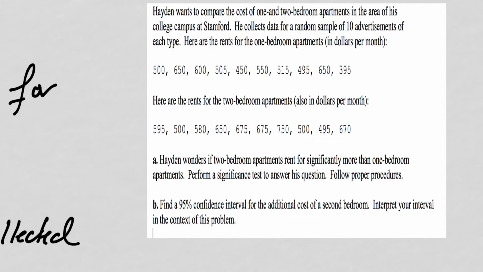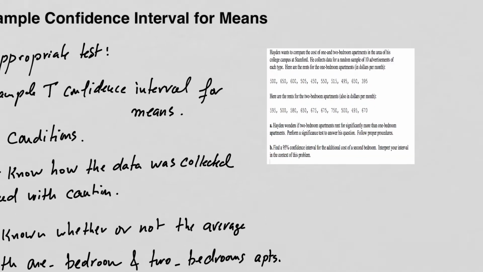Hayden took a sample of 10 one-bedroom apartments, which is here, and he took a sample of 10 two-bedroom apartments. He did not collect the data properly, as you can tell in here. And in the last video, we addressed this problem. We performed a significance test. Today, we are going to look at a 95% confidence interval. And of course, it goes without saying, we need to interpret the interval in the context of the problem, okay?